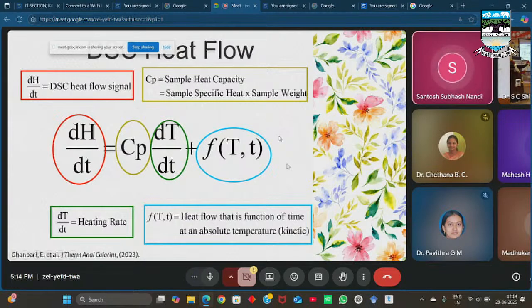So these equations help us to understand how materials are going to respond or how they are going to behave with respect to temperature changes. It mathematically expresses how much heat is absorbed or released by a sample compared to the reference, which enables us to precisely understand the thermal properties of the system.